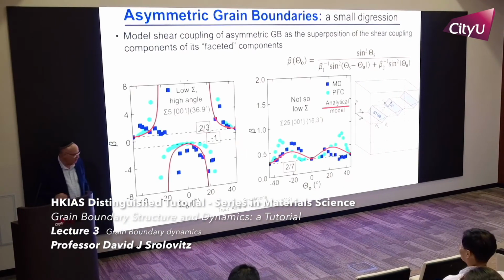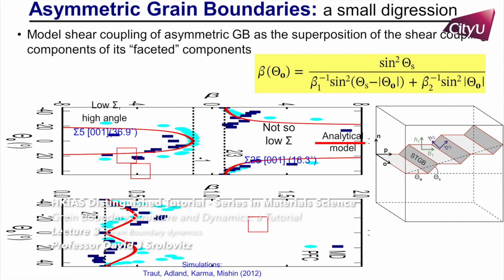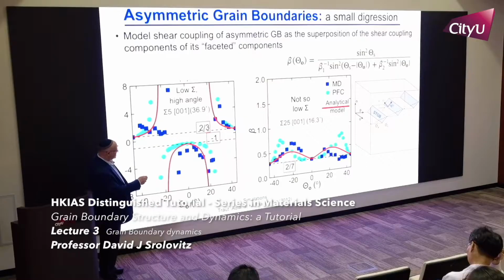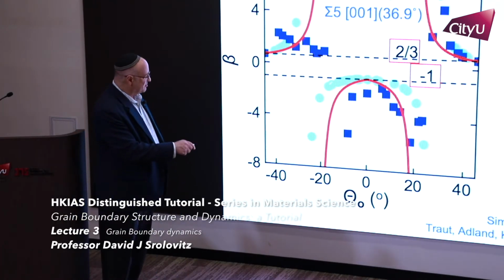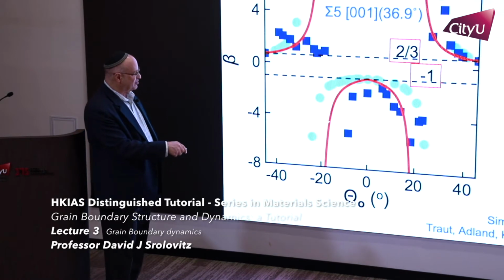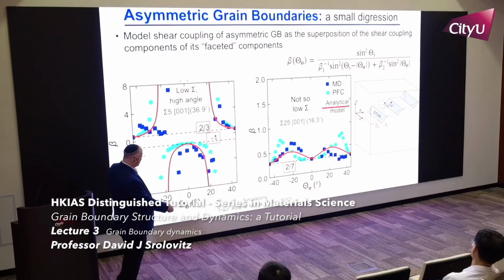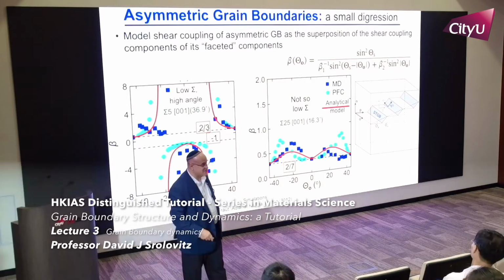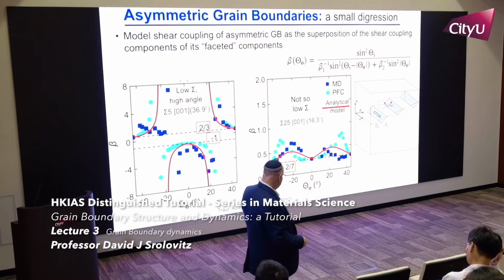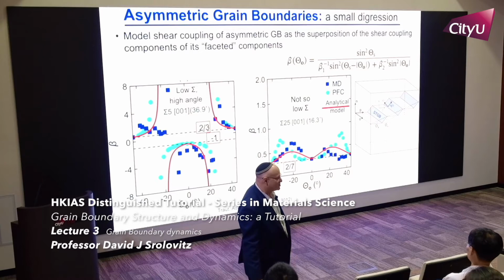And if I look at that, this is beta versus inclination. The red curves are this expression here. These cyan and blue data points are the simulations with molecular dynamics and phase field crystal in this other paper somebody else did. And the point is, this simple analytical formula captures all of it.